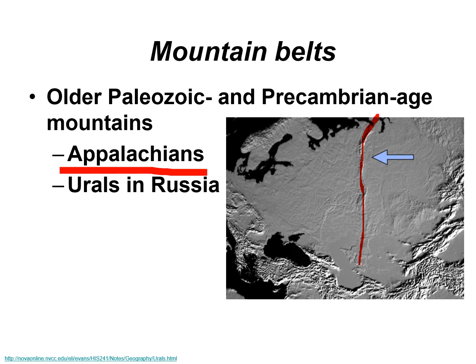Now, the trick is the Appalachians formed long ago as compressive forces applying on convergent plate boundaries as Pangaea was being assembled.